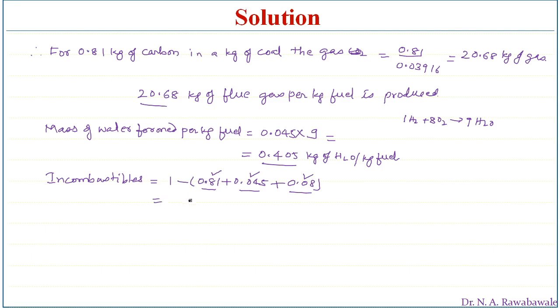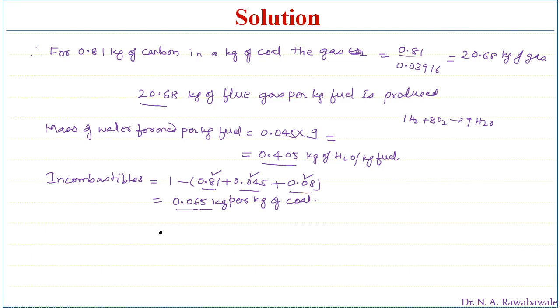So what is not going to burn is 0.065 kg per kg of coal. If we burn 1 kg of coal, 0.065 kg of it is not going to burn, which is incombustible. Now we want to find out the air supplied per kg of coal.